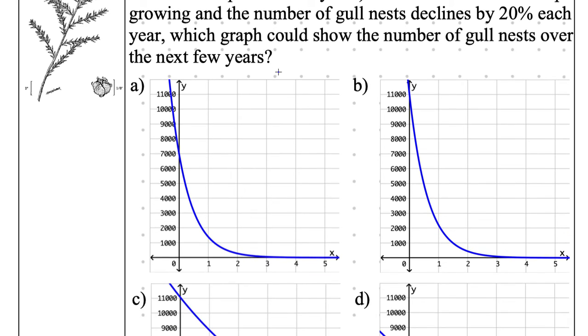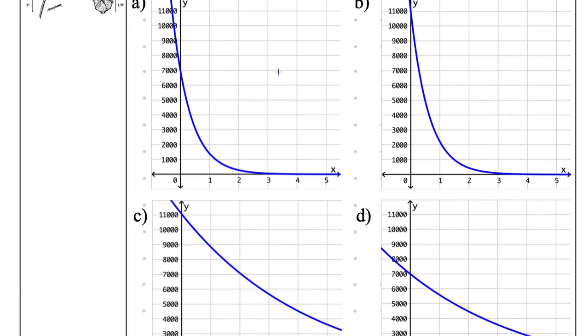I need everyone to really look at these graphs. What's going on? Some of them are steep. Some of them are not so steep. Some of them have different initial amounts. Can we eliminate any of these right off the bat? I see lots and lots of hands. Emma. Because we know that 700 is not how many nests were counted. Or 7,000, yeah. So let's get rid of D. I agree, yeah. 7,000 is not our initial amount.